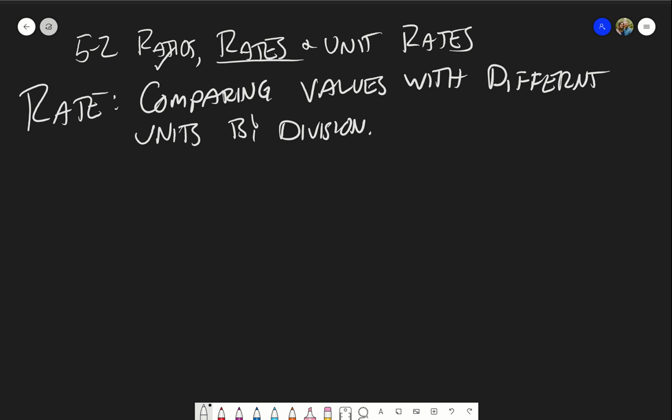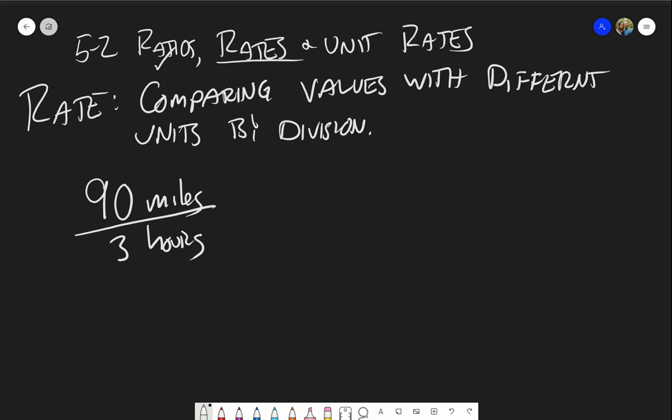So this would be something like I drove 90 miles in 3 hours. So miles per hour, that would be a rate. Or how many pounds of fruit can I get for $1 at the grocery store? That would be a rate.